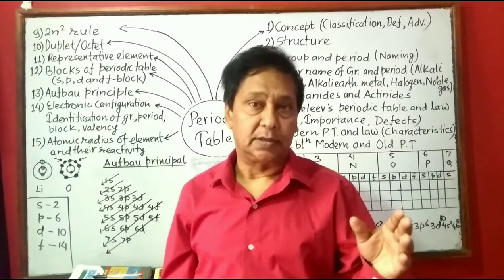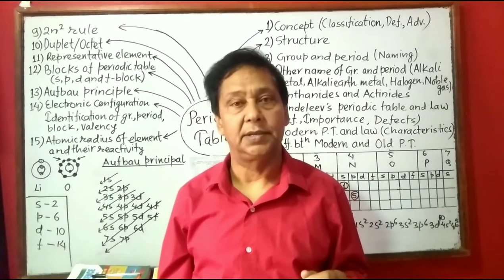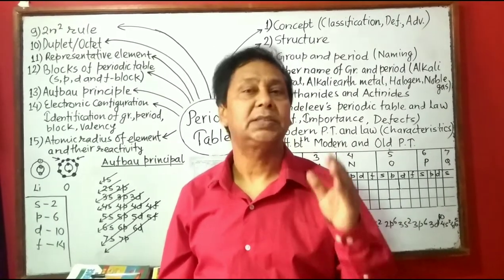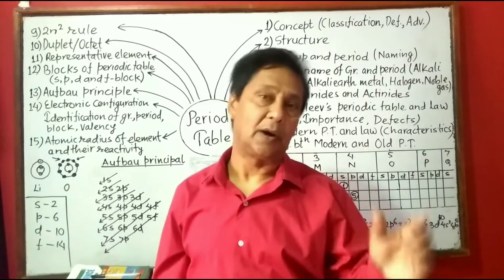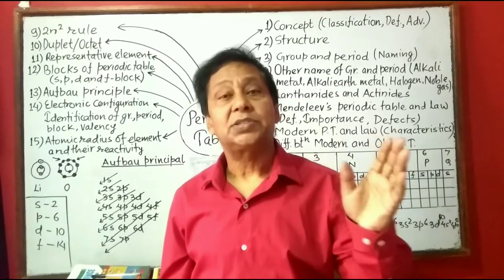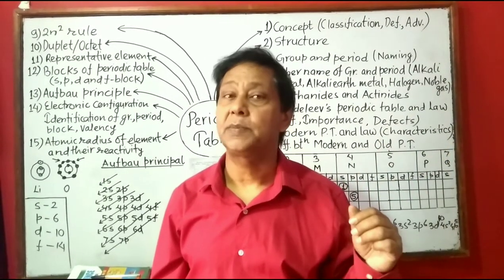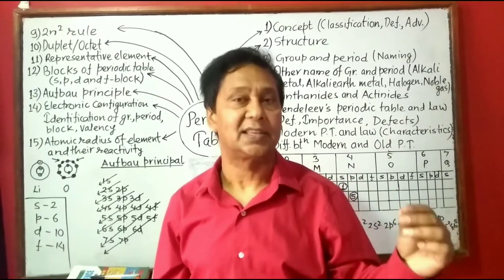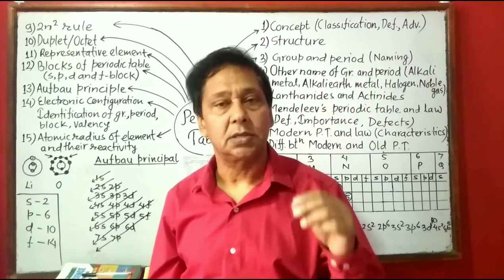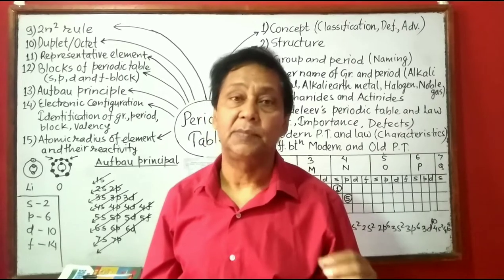S block element: the elements in which the last electron enters into the s subcell of the outermost cell are called S block elements. In the same way, the elements in which the last electron enters into the p subcell of the outermost cell are called P block elements. But in case of D block elements, the last electron enters into the d subcell of the penultimate cell. Penultimate cell means not the outermost cell, but the second last cell. In F block elements, the last electron enters into the f subcell of the anti-penultimate cell. Anti-penultimate cell means what?